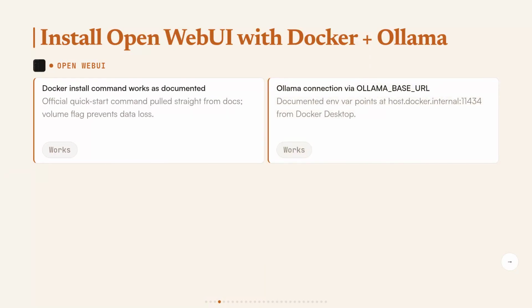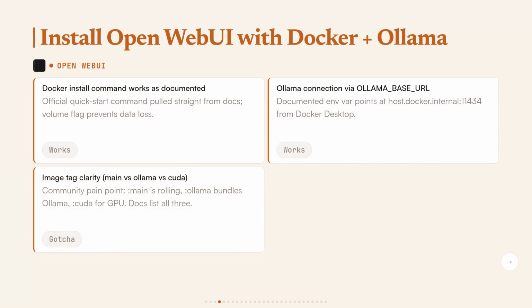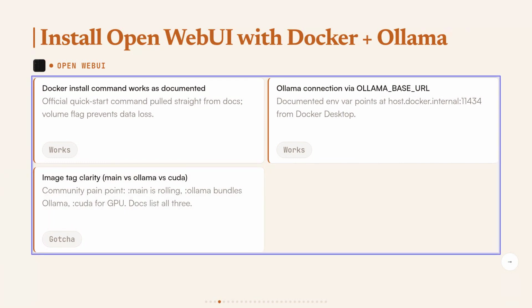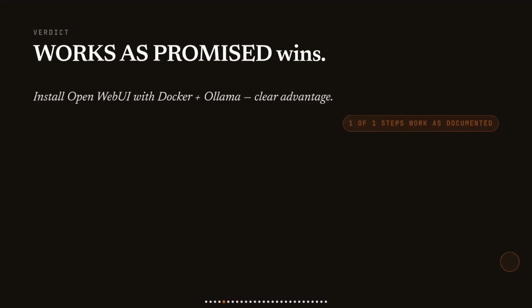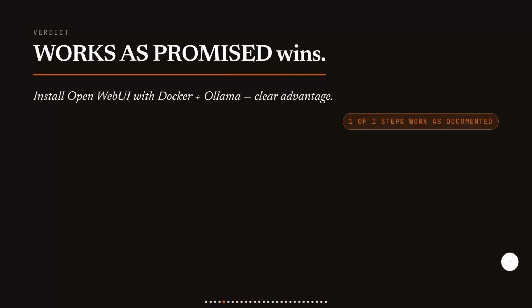The install itself isn't where people get stuck. The gotcha is picking the right image. Main is rolling and can break without warning. Ollama bundles the model runner. CUDA is for GPU. Docs list all 3, but community discussion shows people grabbing the wrong one constantly. Pick with intent, and this step just works.